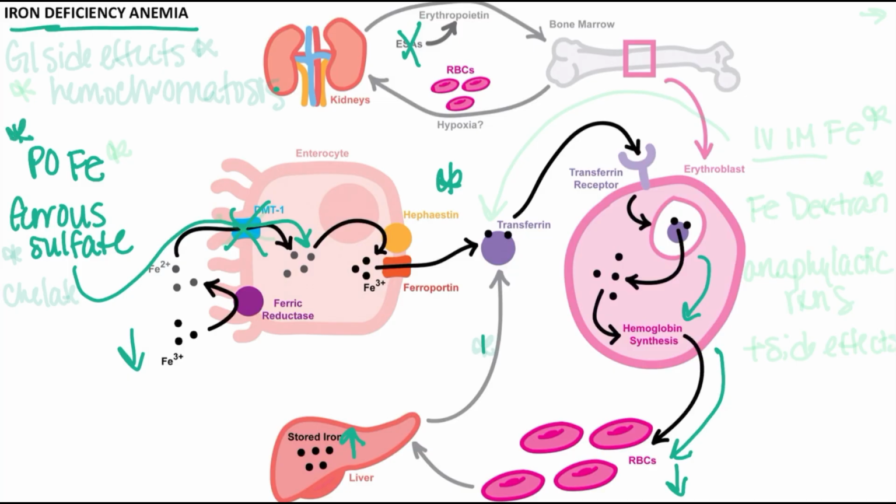Because remember, this is a closed loop. So if you overshoot the iron, this may lead to hemochromatosis or iron overload. So patients should be counseled that it may take a while to restore iron stores and that GI side effects like nausea and constipation are very common and commonly a cause of non-adherence.